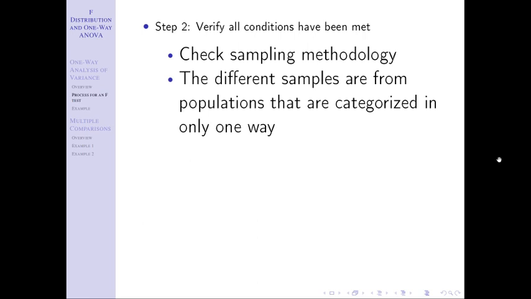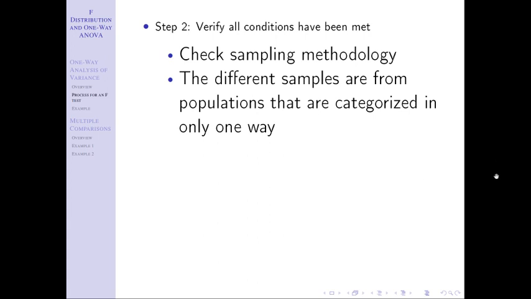Different samples are from populations that are categorized in only one way. What that means is when we talk about groups, you can't just willy-nilly put people in different groups, or observations, computers, trucks in different groups, whatever we're actually measuring. They can't just be, I could put them in this group or I could put them in this group. So this bullet point just says, make sure your groups are clearly defined. These cars are made by this manufacturer. These cars are made by this manufacturer. There's no way to crisscross those because you can't be made by different manufacturers. So make sure all the groups are categorized in one and only one way.